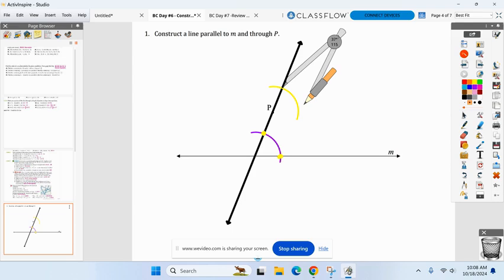Please make sure it is on the same side of the transversal as the angle you're copying. Make sure those two are on the same side. If it's not intersecting, maybe you need to go back and make it longer now. All right, we can always make an arc longer.